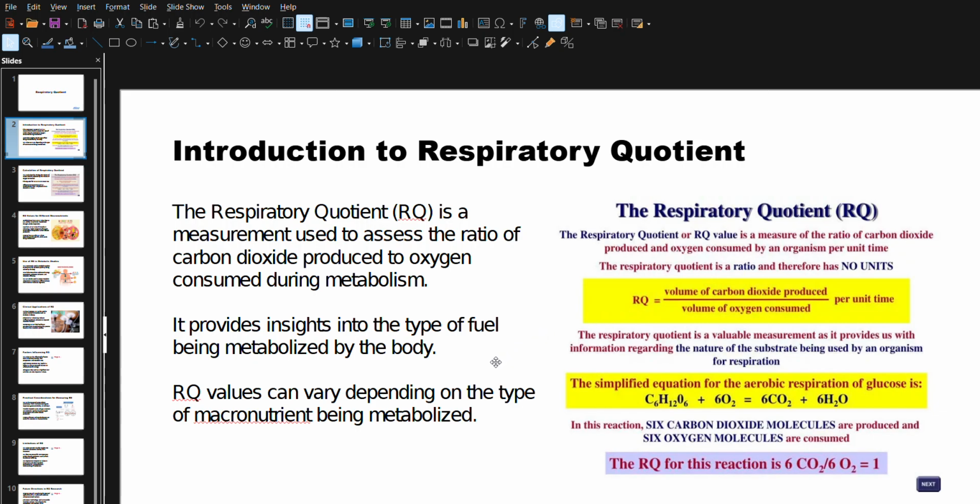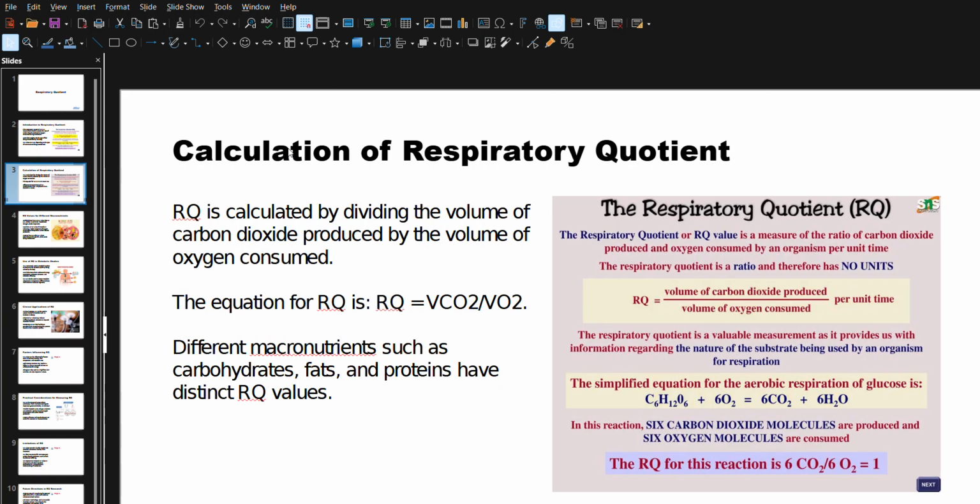So if you see here, in this reaction 6 carbon dioxide molecules are produced and 6 oxygen molecules are consumed. So the respiratory quotient for this reaction is 6 carbon dioxide by 6 oxygen, which is equal to 1. So this is the value. Let us see the next slide.